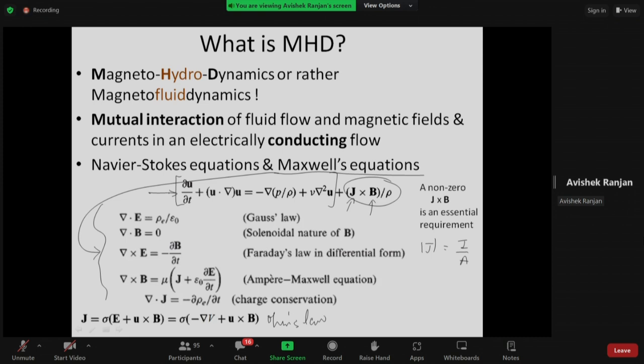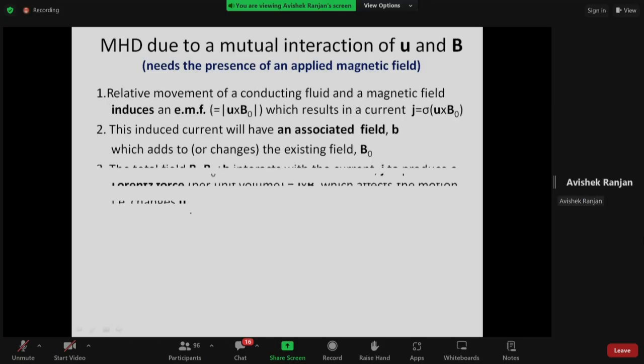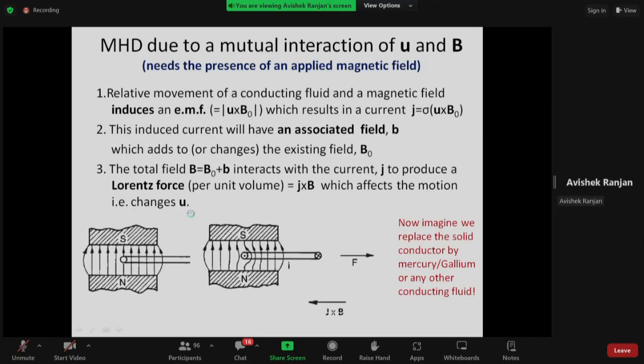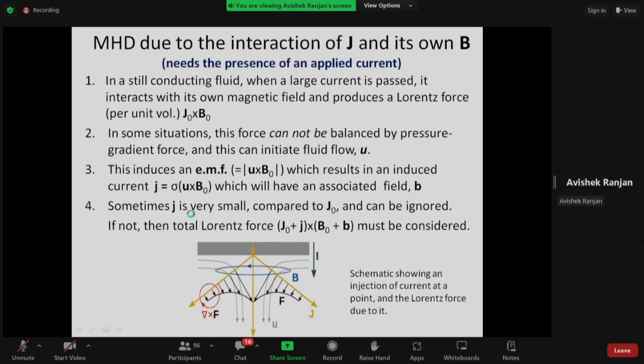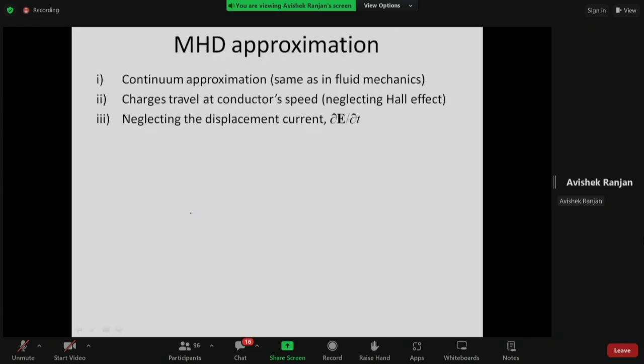The other thing I mentioned was that some of these terms, for example this term, are not required in MHD because of some approximations. This term is also not required in MHD. Similarly, in the charge conservation, this equation is not required to be solved. So this goes away. That's why the list of MHD equations I mentioned looked a little simpler compared to what we saw just now.